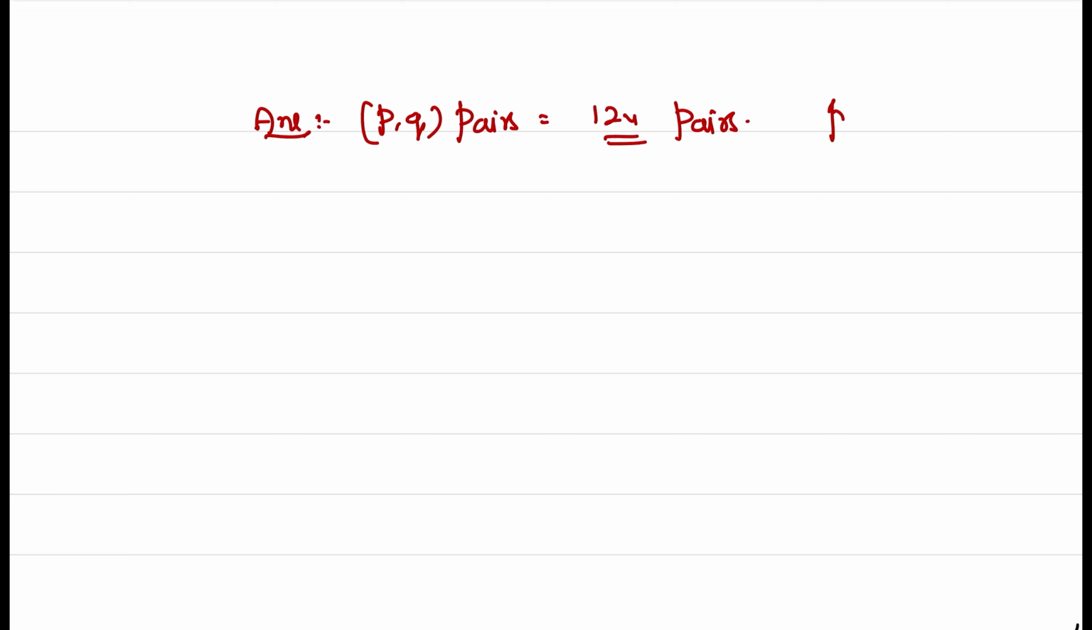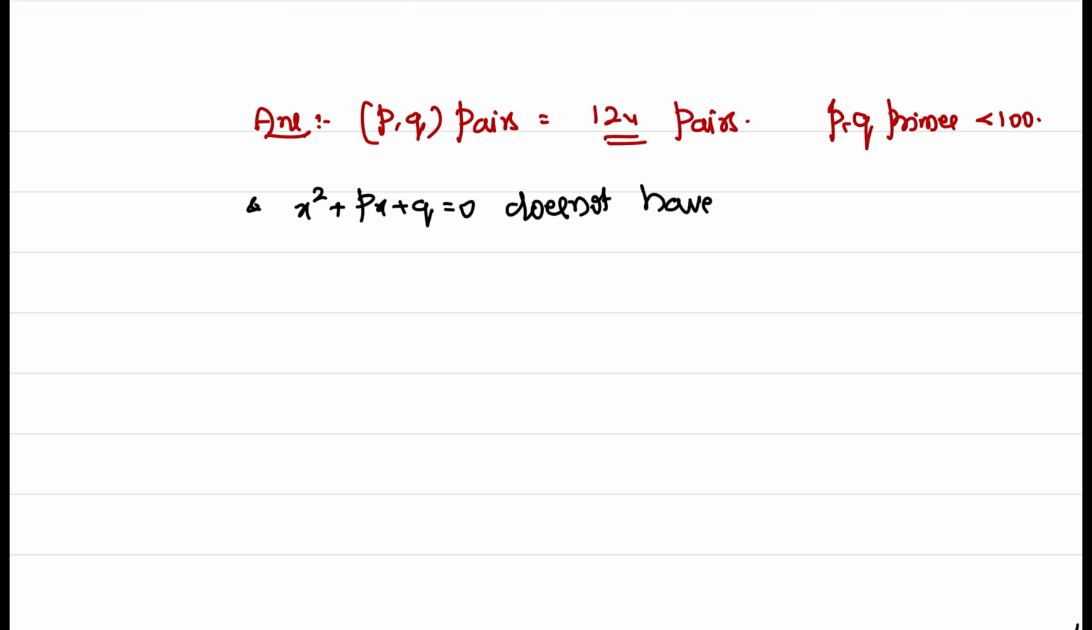Provided P and Q are primes less than 100, and x square plus px plus q is equal to 0 does not have real roots, the number of PQ pairs is equal to 124 pairs.